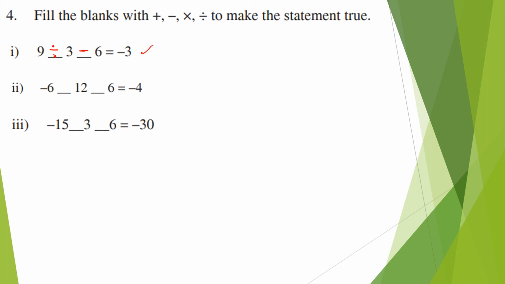Okay, now next one, look at that. If we divide 12 by 6, it becomes 2. Okay, 2 and minus 6 plus 2 equals minus 4. Then that statement becomes true. Okay, now let us see the third one. Here they have given minus 15 and 3. If we divide minus 15 by 3, that becomes minus 5, and minus 5 into 6 is minus 30. Minus 5 into 6 should be minus 30, and that statement is true here. Okay, children, right?